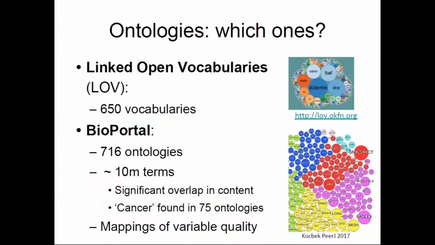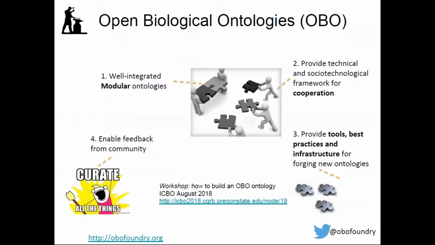Now we have mappings between these, but the mappings are of variable quality, and it's generally, in my opinion, a kind of substandard way to go, when in fact, what you could do is actually, sociologically, organize and say, okay, well, let's get together and build ontologies that overlap as little as possible, and instead connect together in a modular way. So we created something called the Open Biological Ontologies Foundry, or OBO for short.